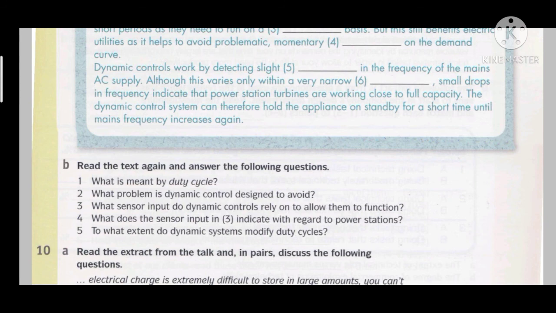Okay, so what does the sensor input in 3, which is the frequency of the AC supply, indicate with regard to power stations? Let's see. Small drops in frequency indicate that power station turbines are working close to full capacity. So that's it, that the power station turbines are working close to full capacity. Number 5. To what extent do dynamic systems modify duty cycles?